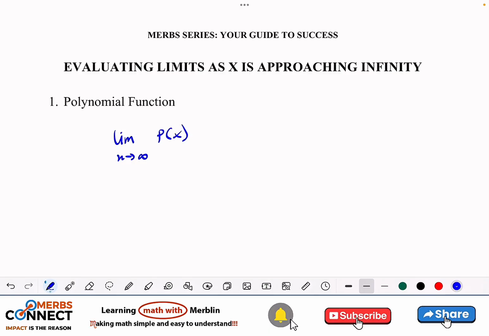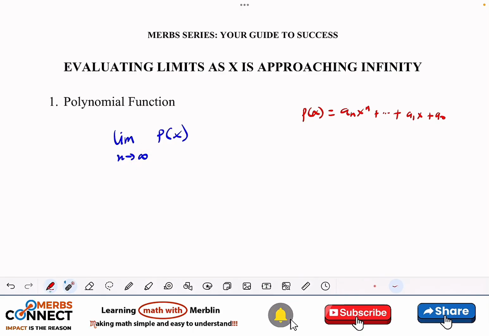So I have a polynomial function here. Now, as I defined in the previous video, we said polynomial functions are something like this, up to the constant term a naught. And we said with a polynomial function, we just need to do direct substitution, but this is infinity. So with this, we have two solutions. Now, anytime it is a polynomial function, the infinity dominates.